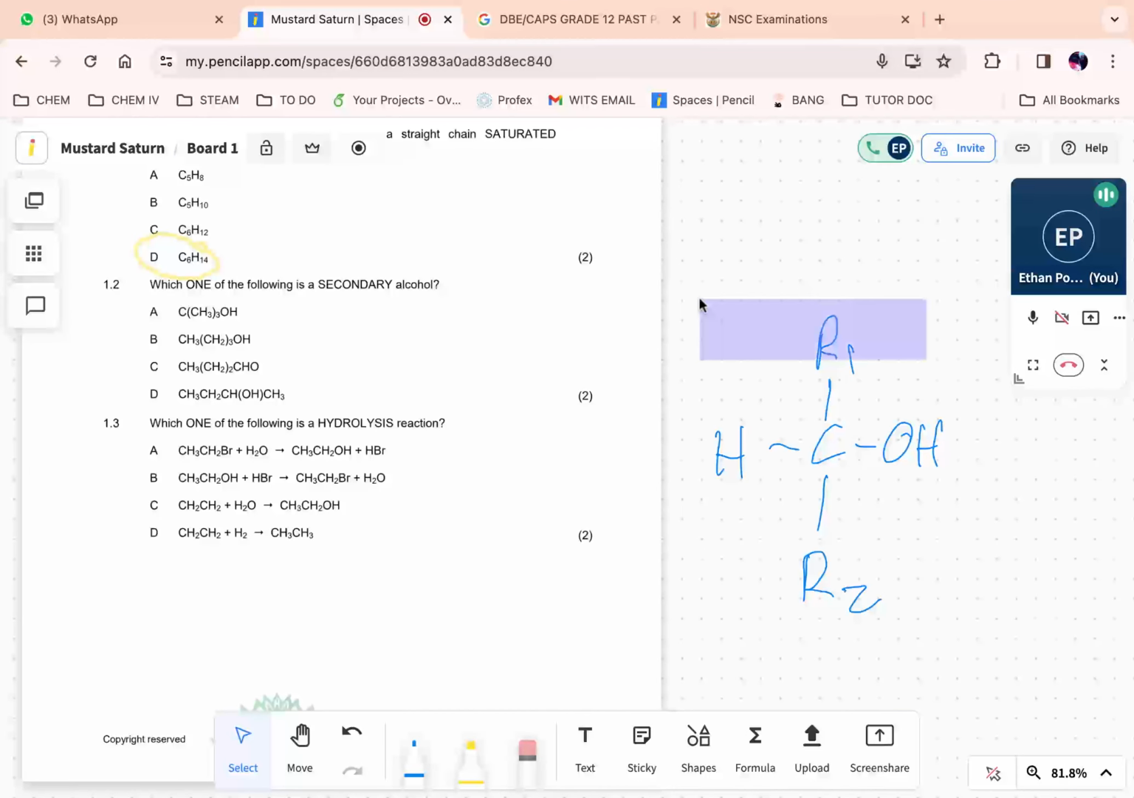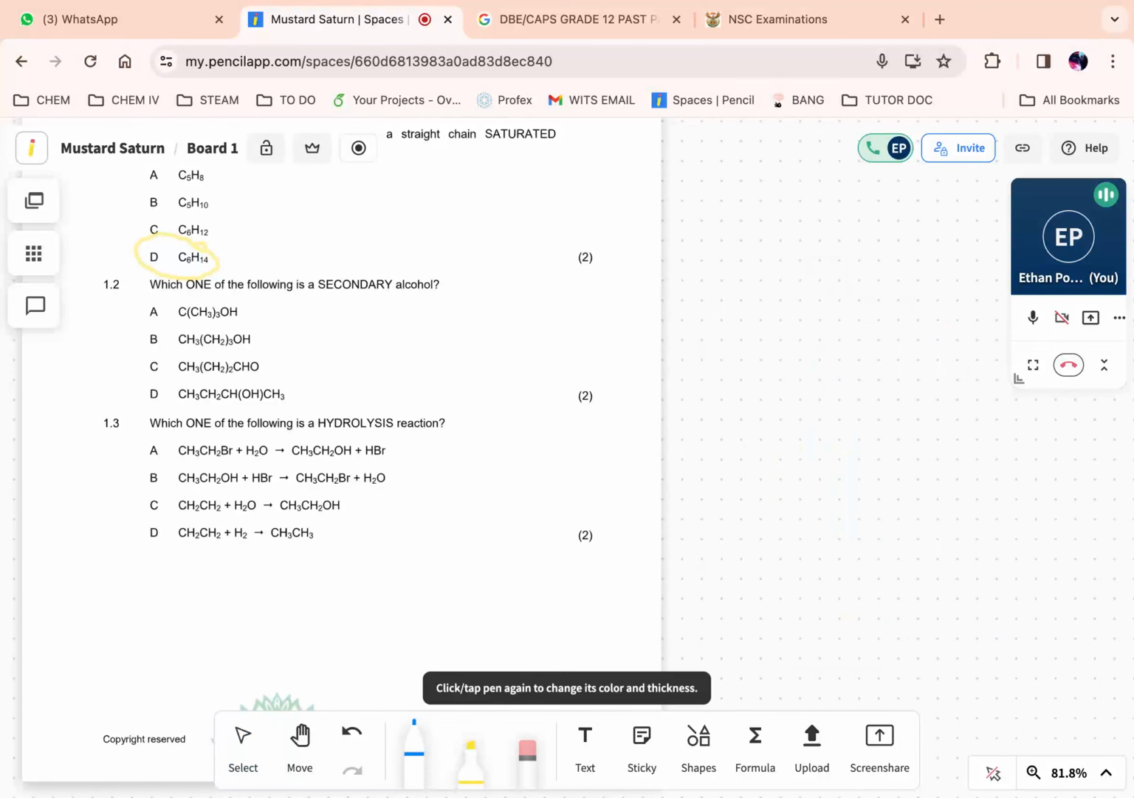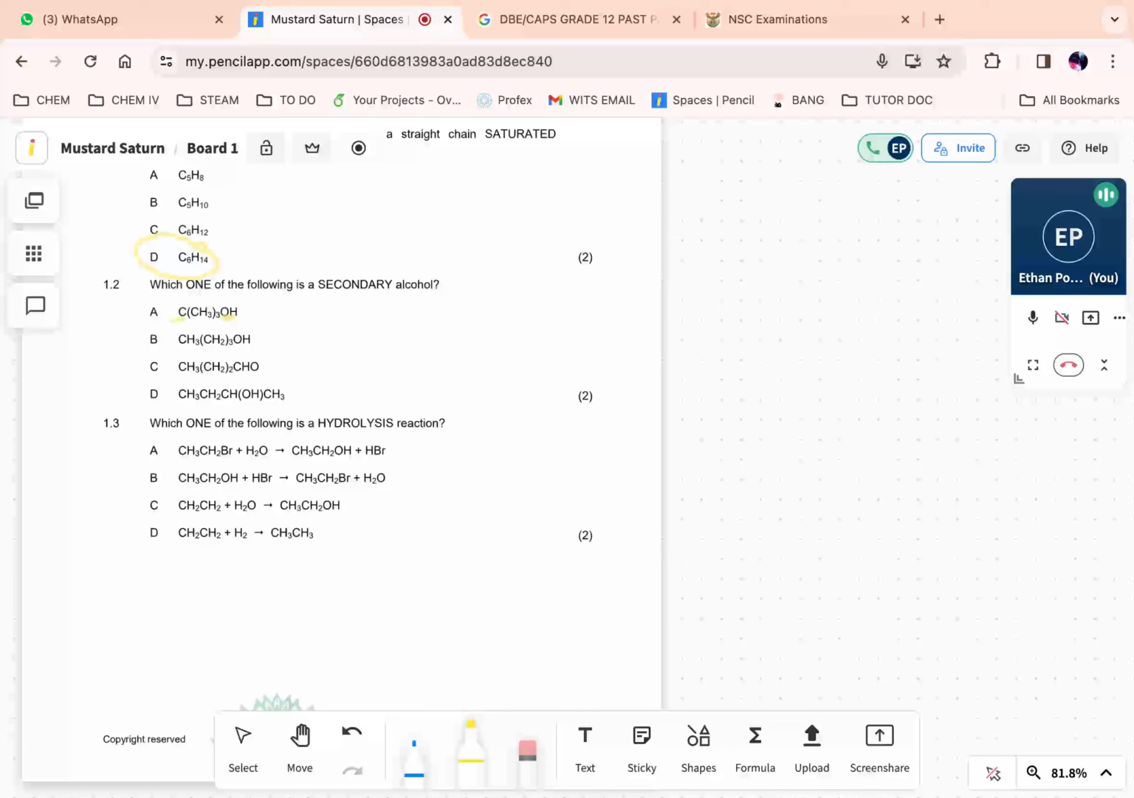With this in mind, let's try and see which one of the answers satisfies this criteria. You can draw each one out, but it's much quicker if you just try to visualize in your head what the molecule looks like. For A, we can see that our OH group is bonded to the first carbon. Carbon can only have 4 bonds to it. So definitely OH is bonded to the first carbon, and the first carbon is then bonded to these 3 CH3 groups, meaning it's tertiary and not secondary, so it can't be our answer.